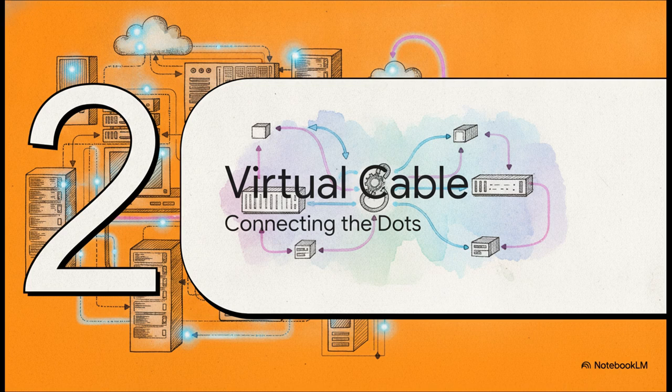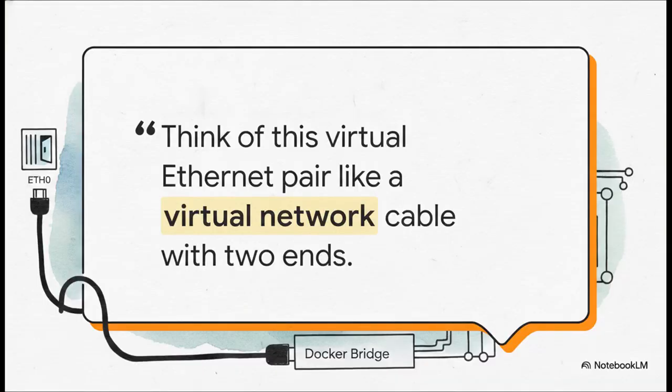Connecting the dots. So we know the container and the host have the software bridge between them, but how exactly are they wired together? To solve this, Docker creates a virtual Ethernet pair. The source material has a brilliant way of framing this. Think of this virtual Ethernet pair like a virtual network cable with two ends. One end goes straight inside the container. This connection point becomes the container's door to the outside, and we usually refer to it as ETH0. The other end of that cable plugs directly into that Docker bridge network we just talked about.